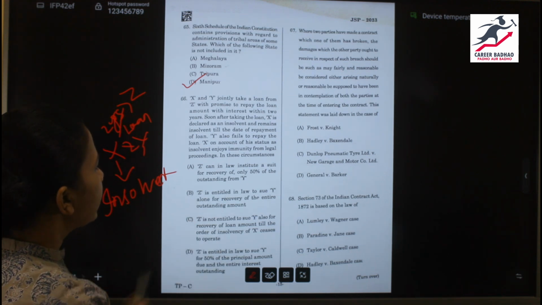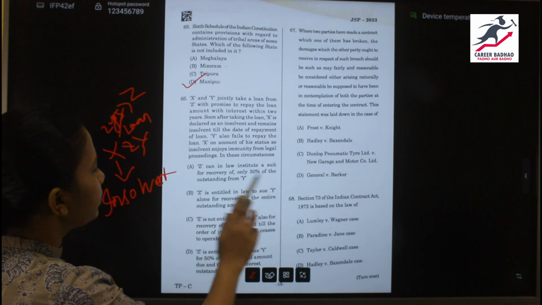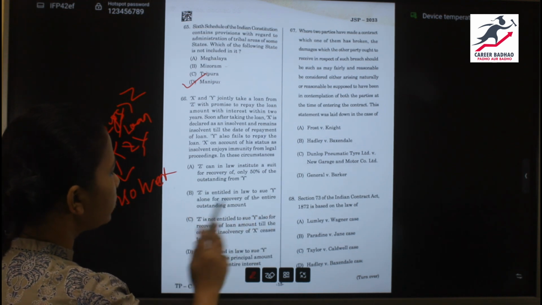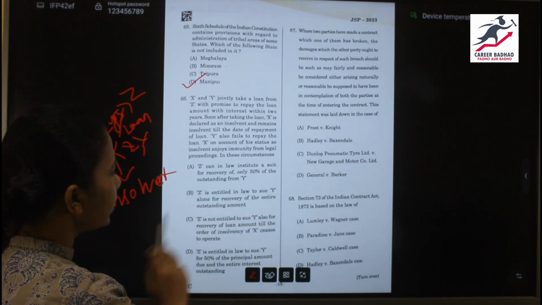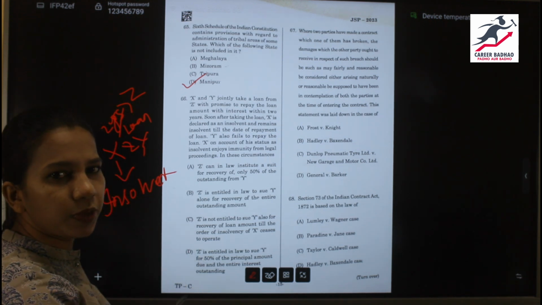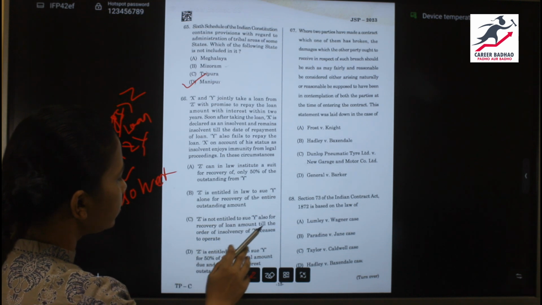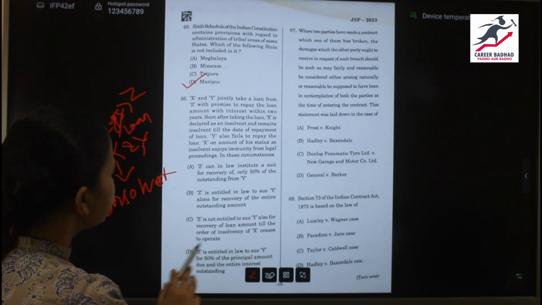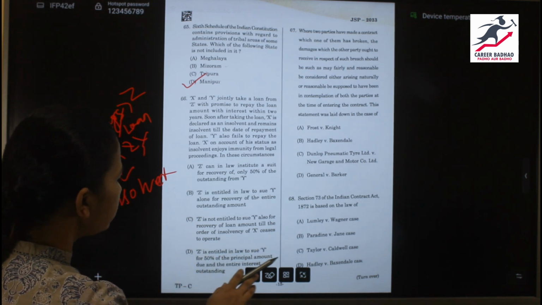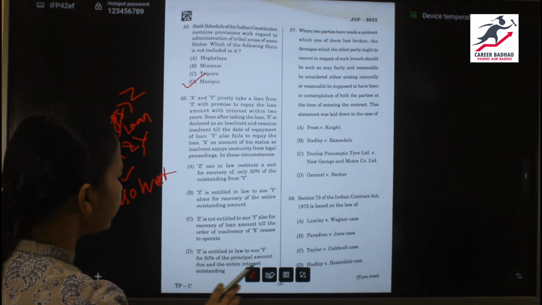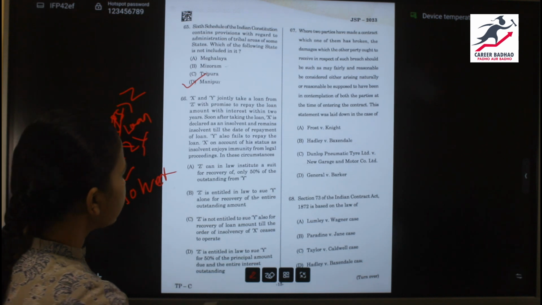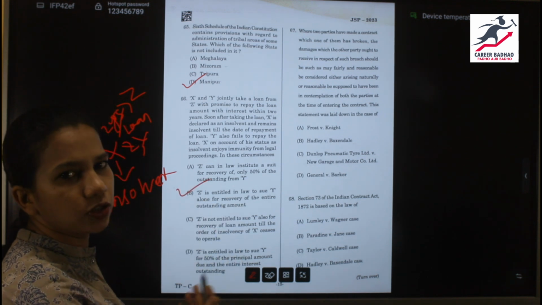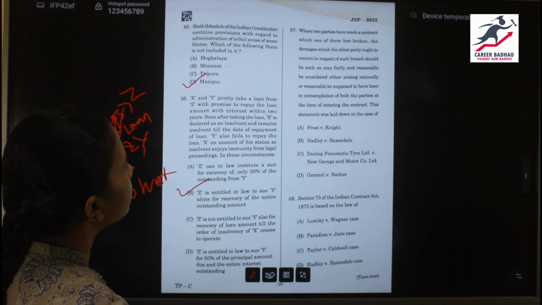In these circumstances, Z can in law institute a suit for recovery of only 50% of the outstanding from Y, since both of them had jointly took a loan, or Z is entitled in law to sue Y alone for recovery of the entire outstanding amount. Is Y alone responsible to pay the entire amount? And option number C, Z is not entitled to sue Y also for recovery of loan amount till the order of insolvency of X ceases to operate, or Z is entitled in law to sue Y for 50% of the principal amount due and the entire interest outstanding. So here the correct answer would be Z is entitled in law to sue Y alone for recovery of the entire outstanding amount, since X enjoys the immunity of insolvency. Let's move to question number 67.